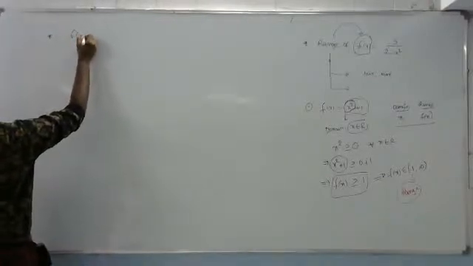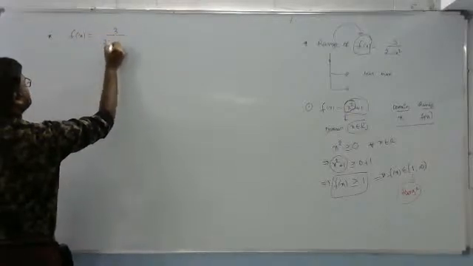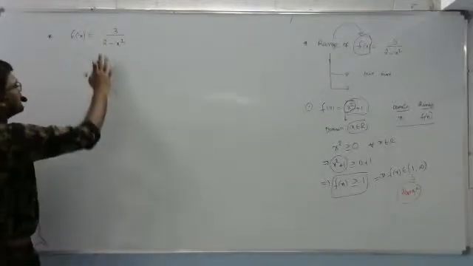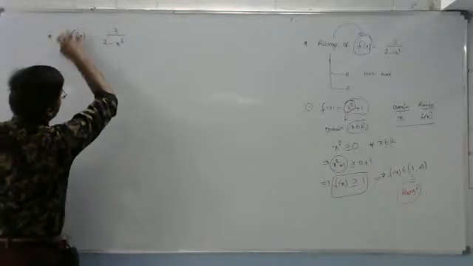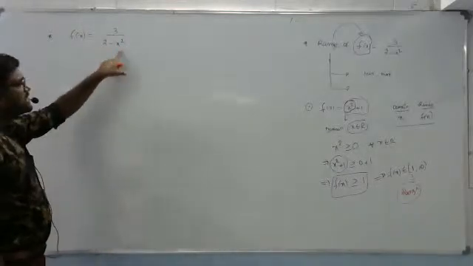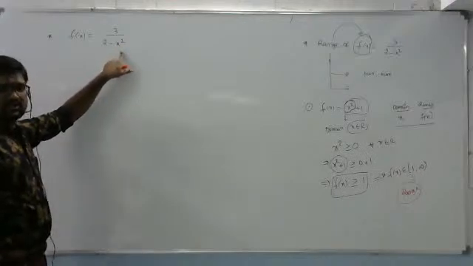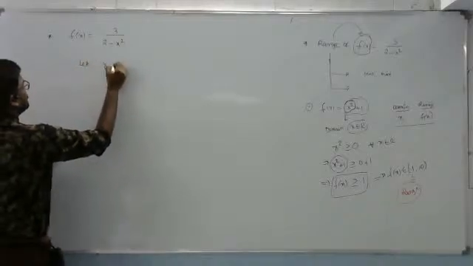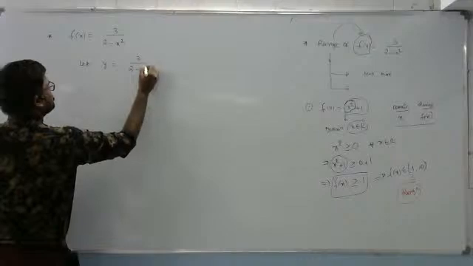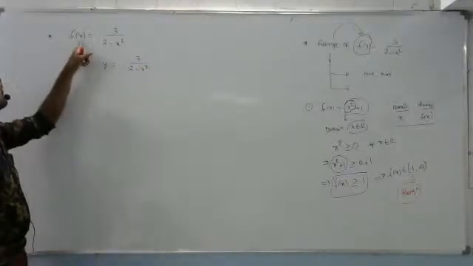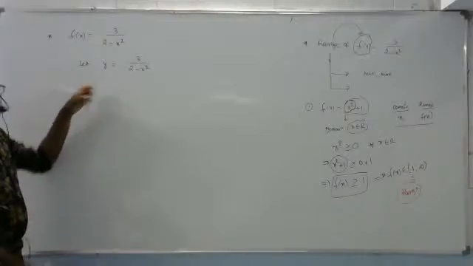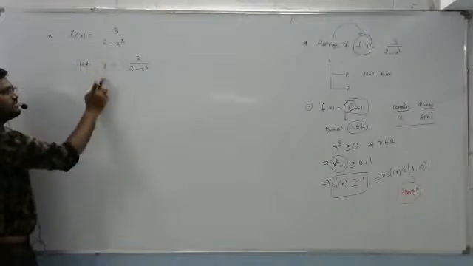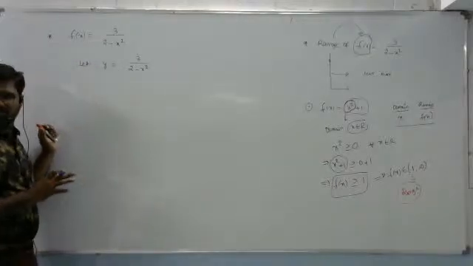Now I'll try to find out the range of f of x equal to 3 by 2 minus x square. Now for finding the range of this one, again you can start with x square. x square is always greater than or equal to 0. But instead what I'll do is, let y equal to 3 by 2 minus x square. I'm assuming f of x as y. Now what do I need to find? I have to find out the interval for y, because y is my given function. So if I find the interval for y, I got the range. Is it correct or not?